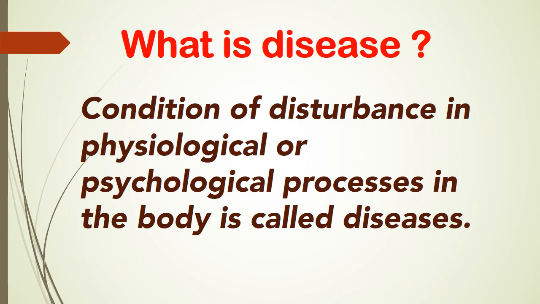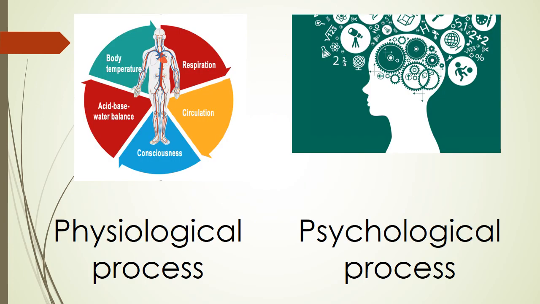What is disease? A condition of disturbances in physiological or psychological processes in the body is called disease. Now, what do we mean by physiological and psychological? Let's see. Physiological process means a branch of biology that deals with the normal functioning of living organisms and their parts. Whereas psychological process, we can see from the picture, is the scientific study of the human mind.